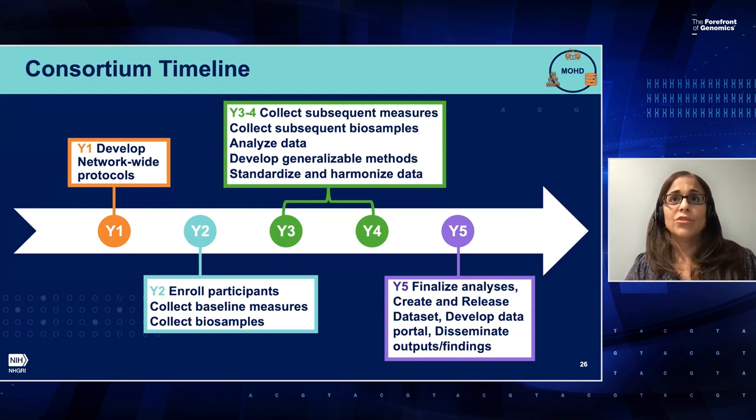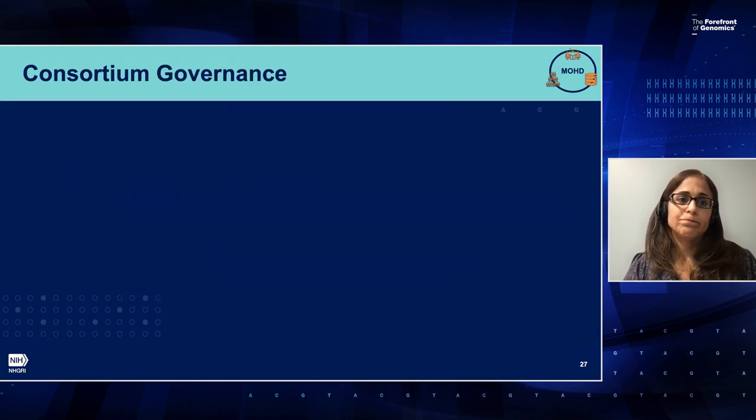And then finally, in year five, the consortium will work towards finalizing all the analyses, starting to create that data set that will be released towards the end of the program, and developing that portal and disseminating outputs and findings.